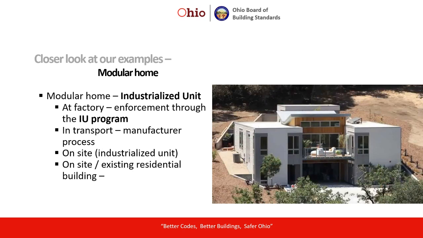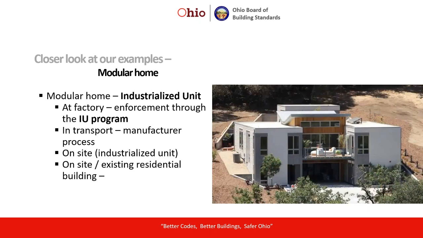The off-site portion is going to have to get approval by the manufacturer through the industrialized unit program at the Board of Building Standards. The owner, in constructing a modular home, is going to have to go to the residential building department and get approval for that industrialized unit. That residential department is going to have authority over all of the site-built construction. So typically foundations, possibly utility connections, any kind of finishing construction to put those modular units together.